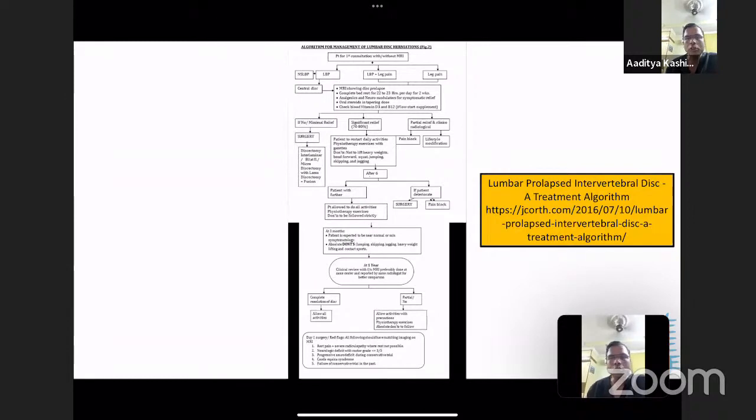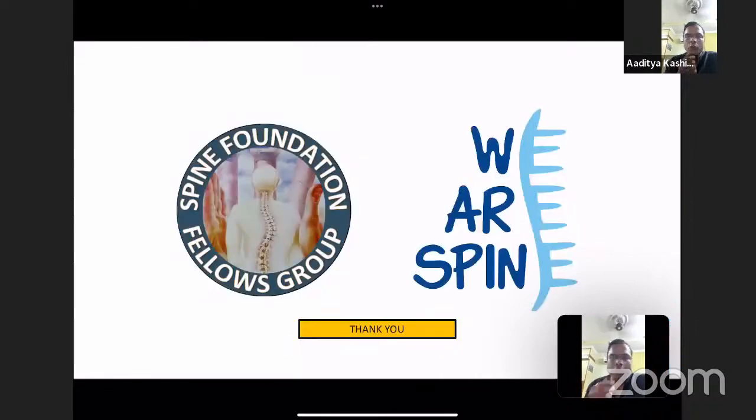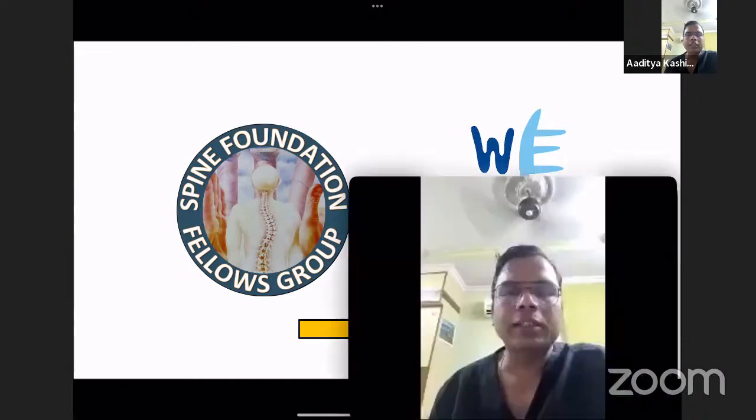This is one flow chart about the management of prolapsed intervertebral disc. This was published in JC Orth in 2016 by our own unit of Dr. Shekhar Bhojraj. We'll be sharing this article after today's session so that you can go through it, and it will be of immense help in the management of this condition. Thank you. So I'll now hand over the proceedings to Dr. Nene for further clinical case discussion.